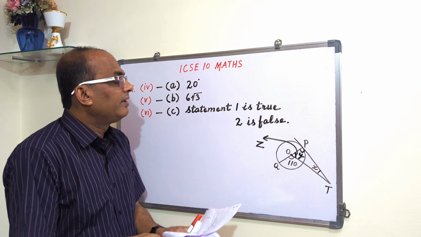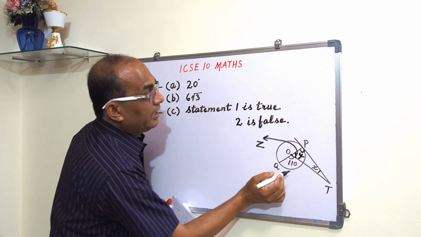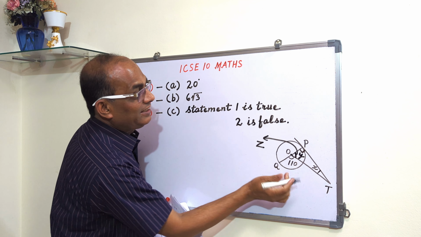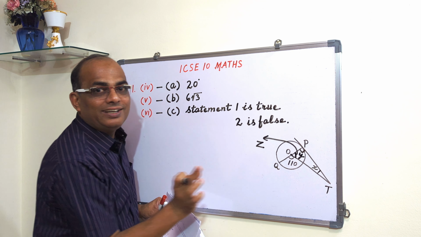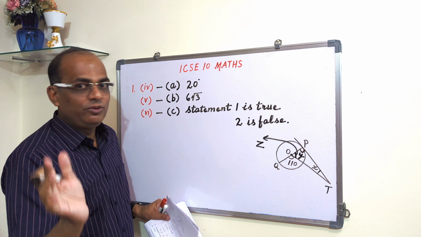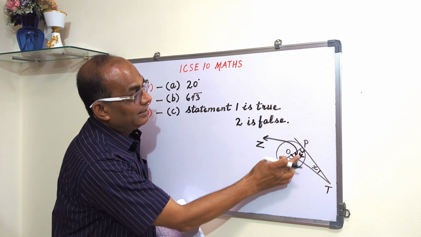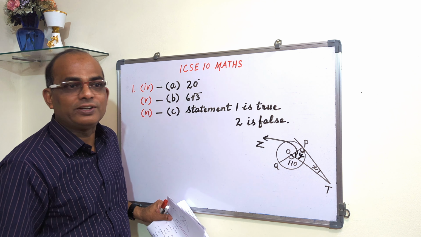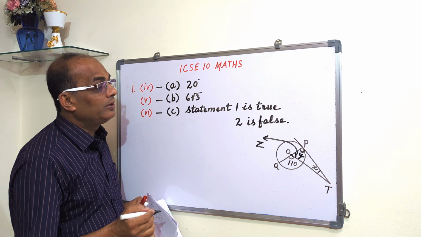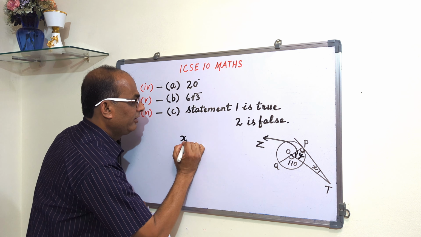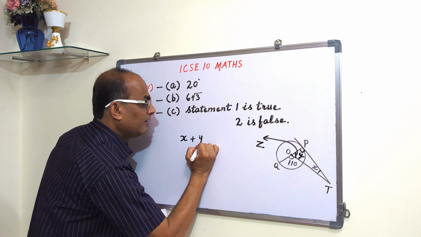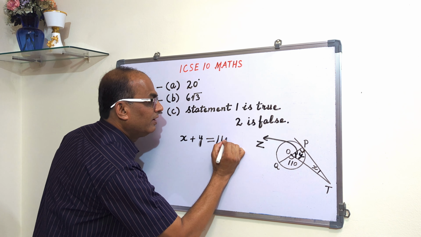Second approach, second method you can say. Now in this triangle OPT, angle QOT is 110 degrees and is an exterior angle, and we know that in a triangle an exterior angle is equal to the sum of the interior opposite angles. That means X plus Y is equal to 110. Agreed? X plus Y is equal to 110.